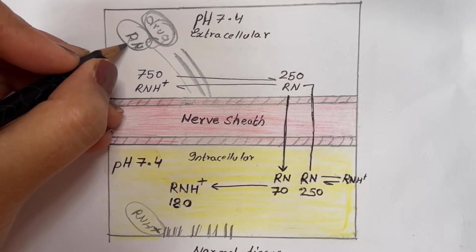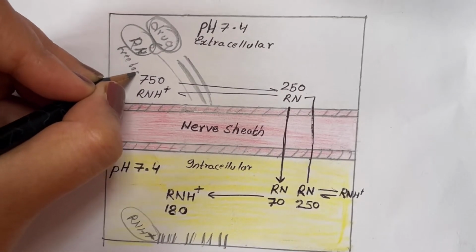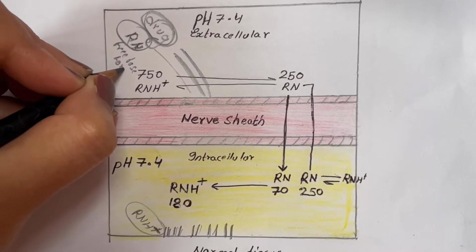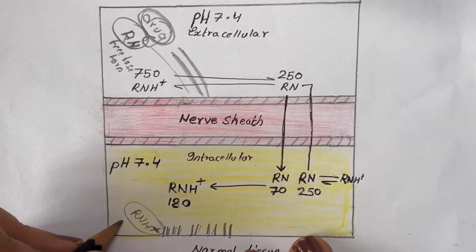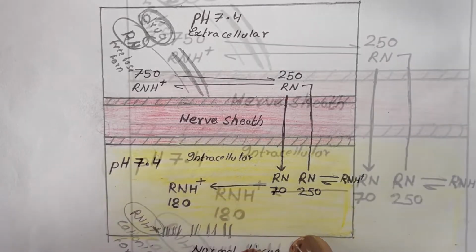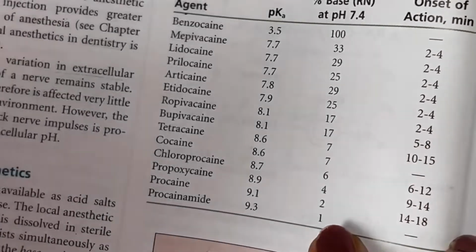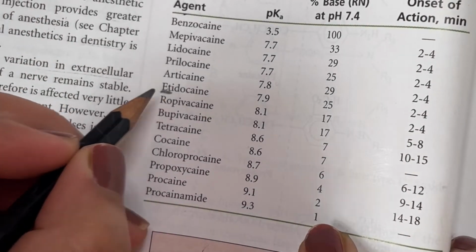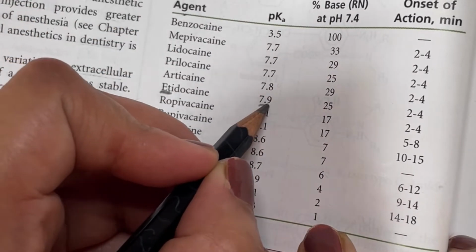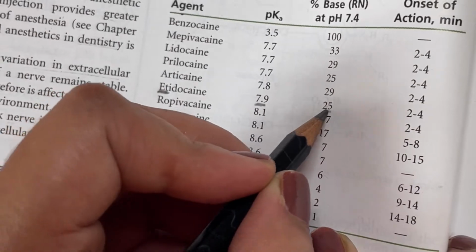And we know that RN is the free base form, and RNH+ is the cationic form. Now let's take an example of etidocaine, with a pKa value of 7.9 and a base portion of 25.